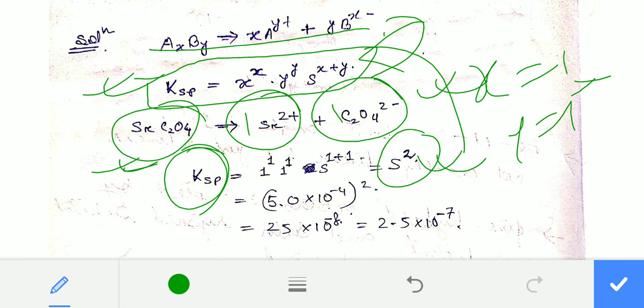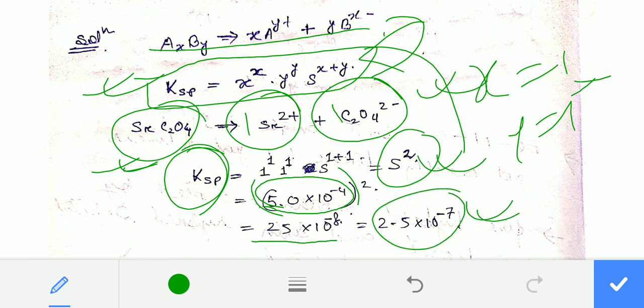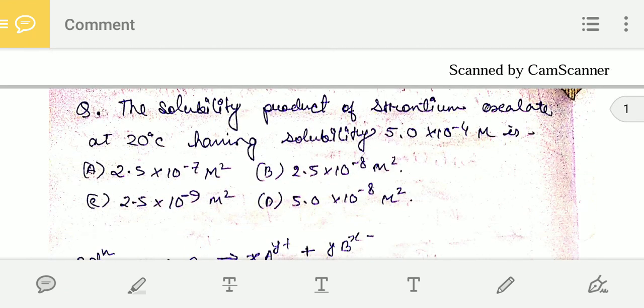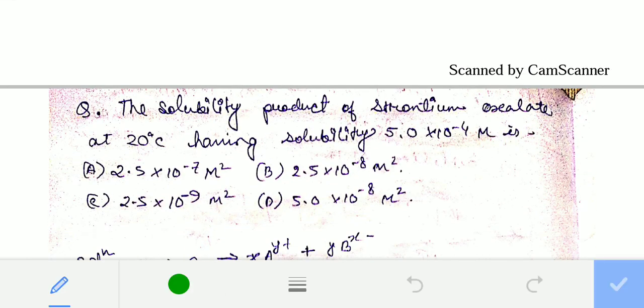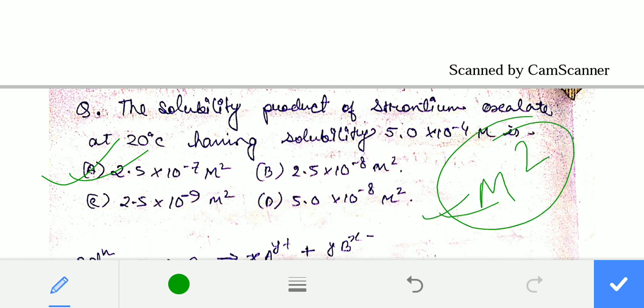Here the solubility is given as 5.0 into 10 to the power minus 4. Just square it and you get the Ksp value, which is calculated as 2.25 into 10 to the power minus 8, which can be written as 2.5 into 10 to the power minus 7. So the correct option will be option A, 2.5 into 10 to the power minus 7 mole squared. This will be the unit.